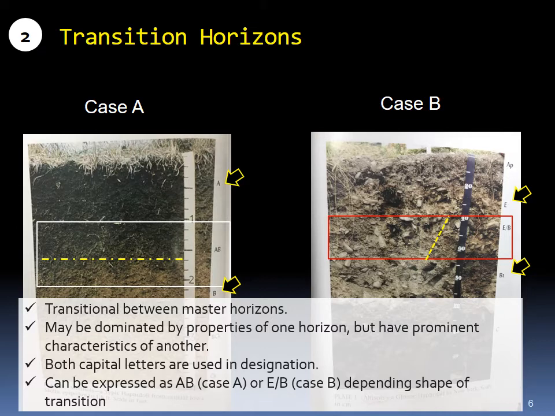But if the B properties is more predominant than A, then we can write it as BA. For the second case, you would find that the properties of E is more prominent than B in the transition horizon. That's why we wrote it E/B. But it can be the opposite. It can be B/E if the properties of B is more than E. So that's how the transition horizon works. Very easy things.